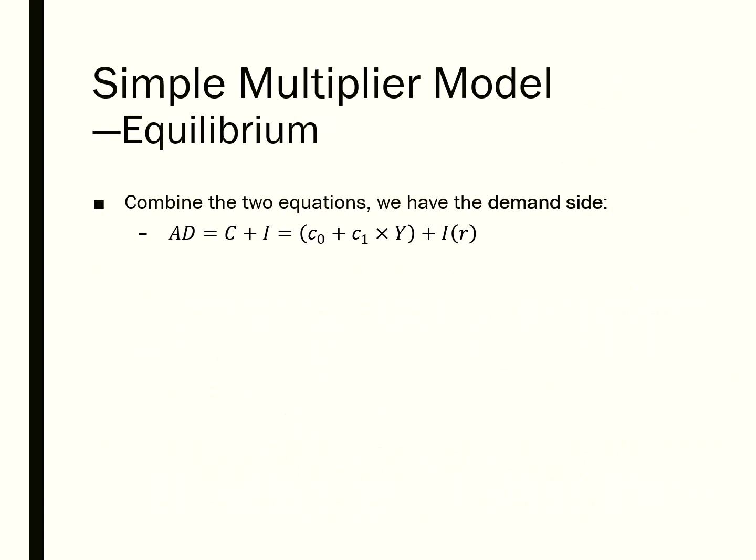Now that we have explored how C and I are determined in detail, we are ready to combine the two components to explain the demand side of the economy. The aggregate demand for output AD, which is actually the GDP calculated using the demand method, is equal to C plus I. Plug in the expressions of C and I we derived from the previous two slides, and we have this AD equation. Note that we only keep the key determinant for investment, the interest rate R, in the investment equation.